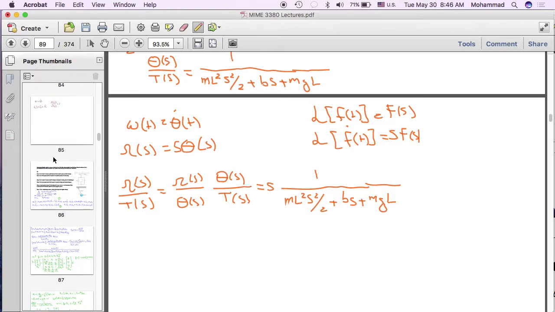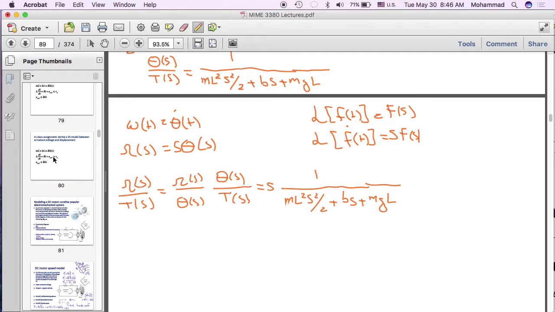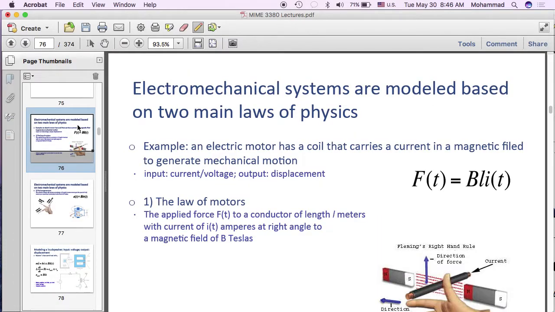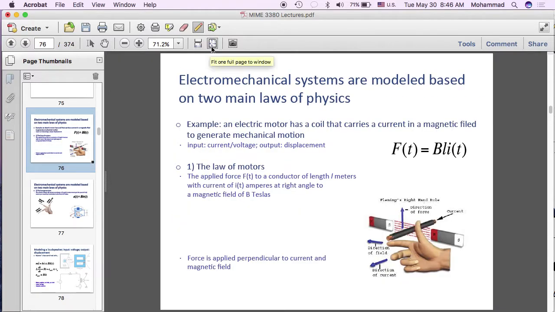Okay. So last time we introduced two laws, the law of motors and the law of generators, that brought the mechanical domain and electrical domain together. There were these two basic laws that brought these two systems together. The law of motors basically tells you how much force is generated if you have a wire in a magnetic field and that wire carries a current I. If that is the case, there would be a force generated.